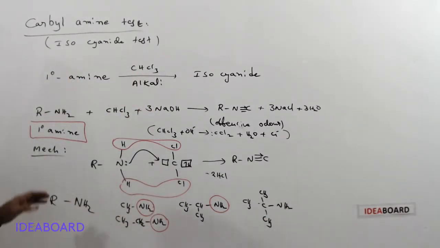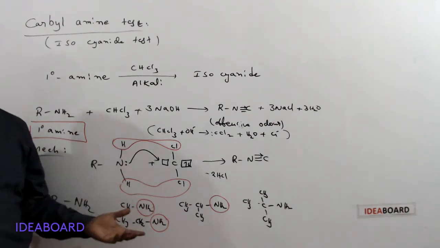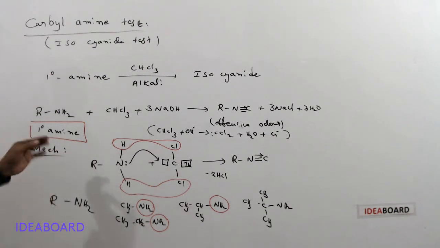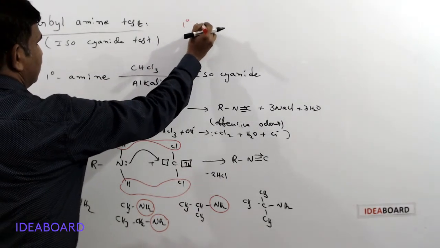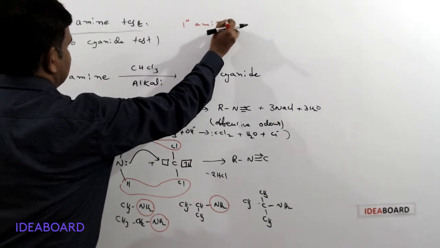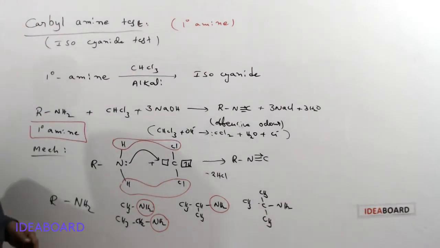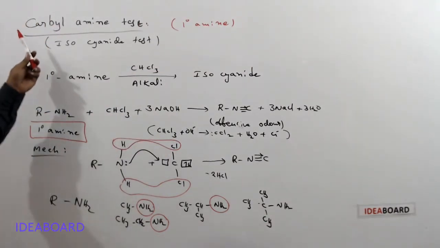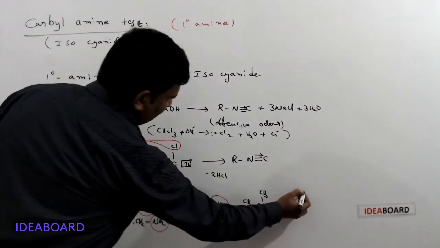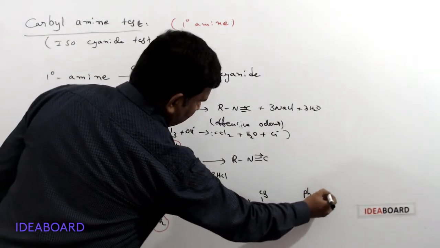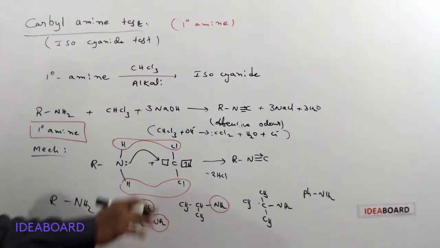So primary amines, either aliphatic or aromatic. Please remember, either aliphatic or aromatic primary amines mainly undergo this reaction, and this is also called a primary amine identification test. Okay, so this is the carbylamine test or primary amine test. Even aryl amines like PhNH2, aniline, also give it.